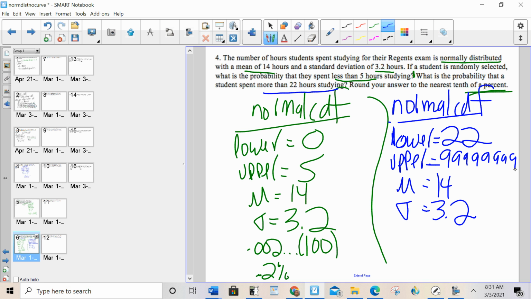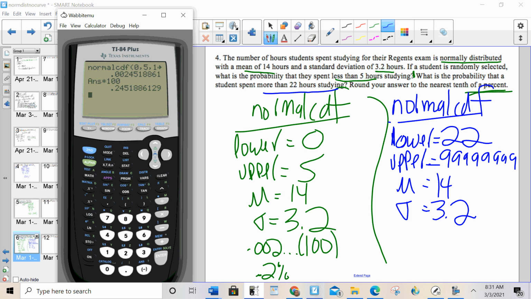If you like the number 7, go for it. If you like the number 3, 3, 3, 3, 3, go for it. But it's just got to be some ridiculously large number that's never going to hit. No one is ever going to study for 99,999,999 hours in a week. There are not that many hours in a week, so it's impossible.